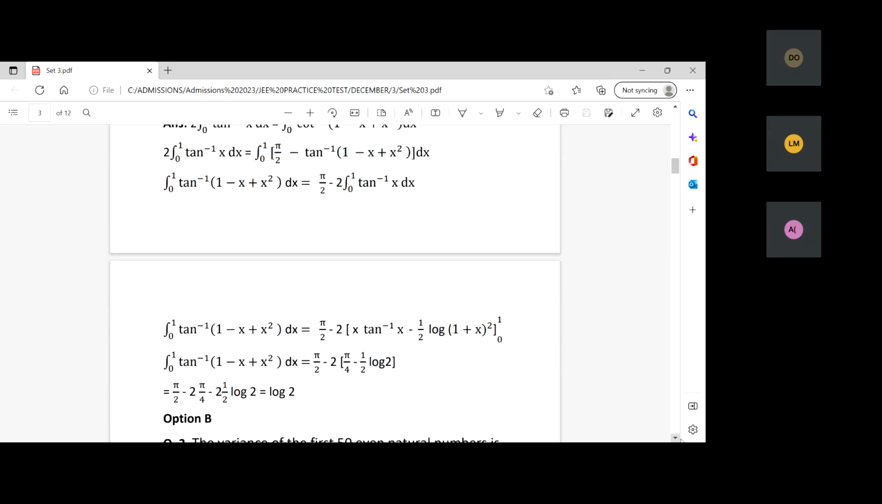If you know how to manipulate things, how to rearrange these things, then you will be able to solve this question within minutes. So it will not consume a lot more time from your side.